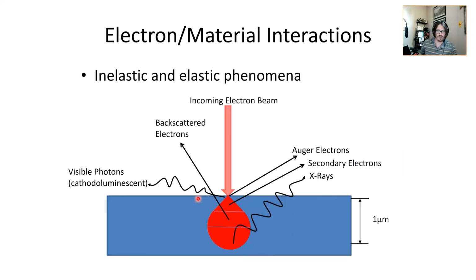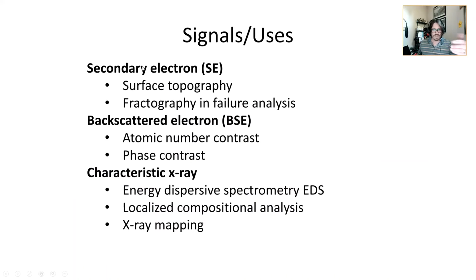Again, electron-material interactions, they're inelastic and elastic phenomena. All right, so kind of recapping, we've seen figures that accompany this. And so signals uses, so secondary electron, we talked about that, surface topography, fractography, and failure analysis. Backscattered electron, atomic number contrast and phase contrast, although if any of you all took failure analysis, you probably used the tabletop TM1000, and that's purely a backscatter detector. Characteristic X-ray, so energy dispersive spectrometry, EDS, localized compositional analysis, and X-ray mapping, and we'll get to that.